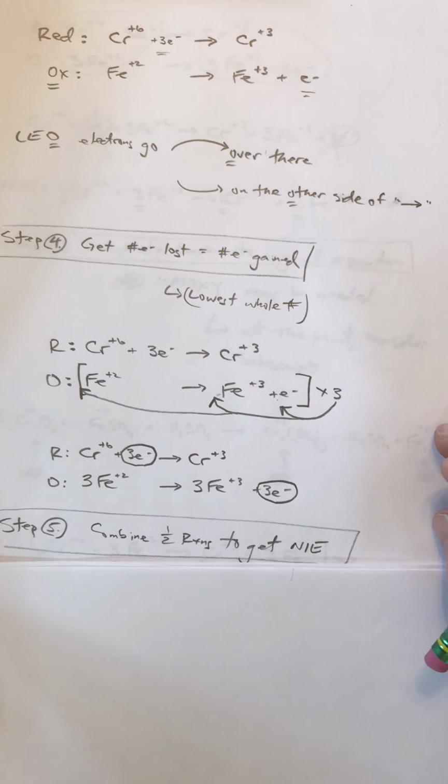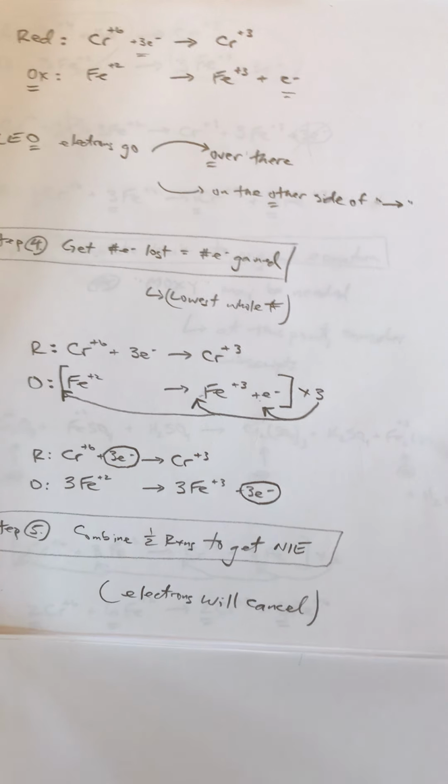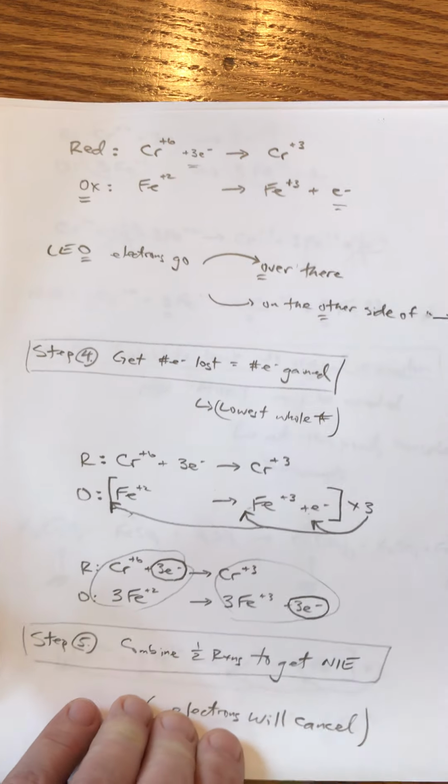Life is getting better. Combine your half reactions to get the net ionic equation. The electrons are going to cancel out. So we're going to add everything on the left and everything on the right. I'm just going to list them all out. Chromium +6 plus 3 electrons plus 3 iron +2s go to chromium +3 plus 3 iron +3s plus 3 electrons, and indeed my electrons cancel out, and my net ionic equation is 1 chromium +6 and 3 iron +2s go to 1 chromium +3 and 3 iron +3s. That's the part of the equation that is important. That's the redox portion of the equation.